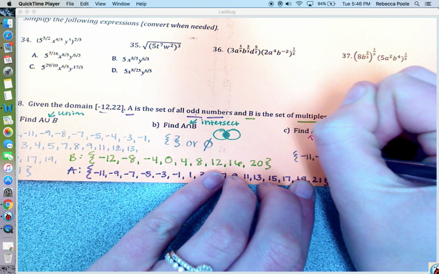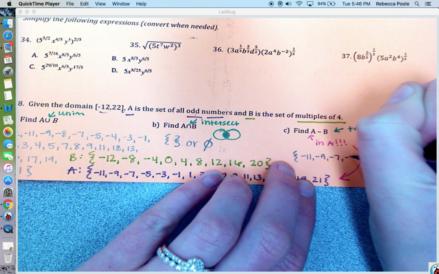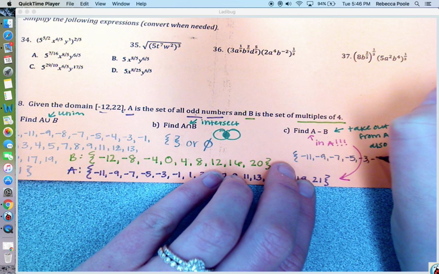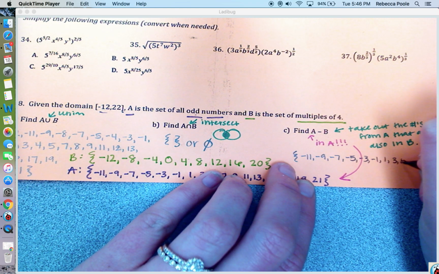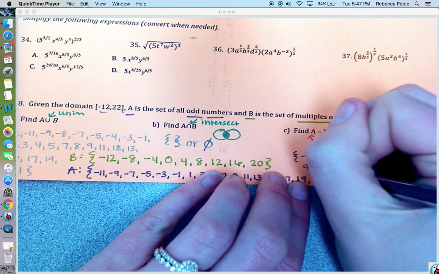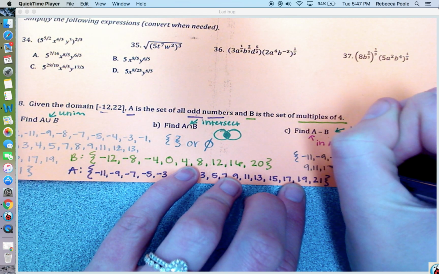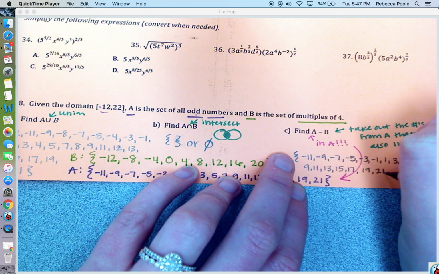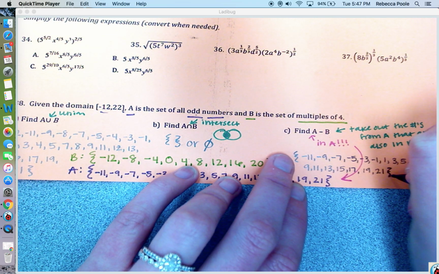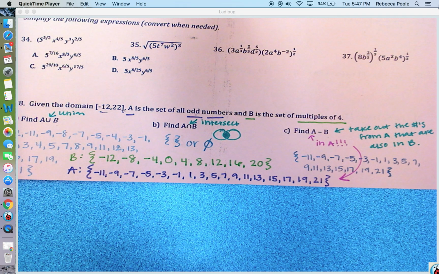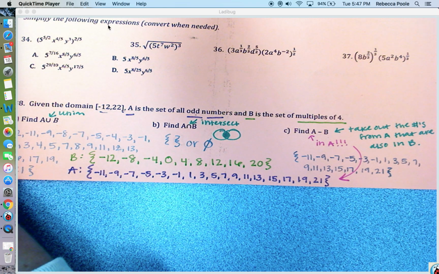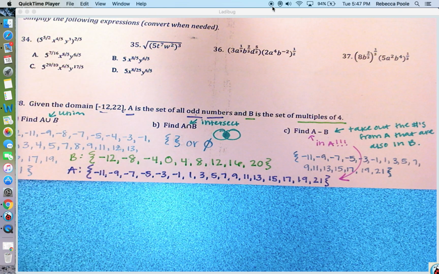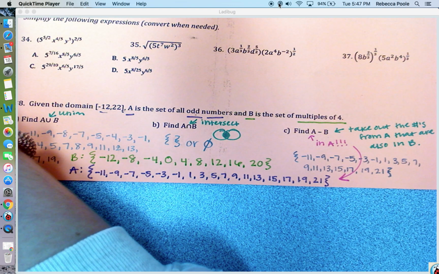So I've got -11, -9, -7, -5, -3, -1, 1, 3, 5, 7, 9, 11, 13, 15, 17, 19, and 21. So that would just be my answer for this one, set A, because there's nothing in common. So that's it for this section of the review. I'm going to go ahead and stop this video, and then make sure you watch the next one, which will be on polynomial operations.